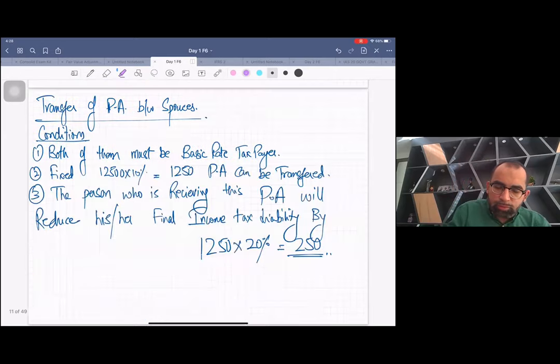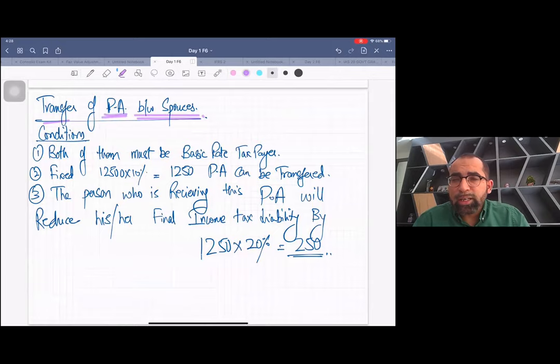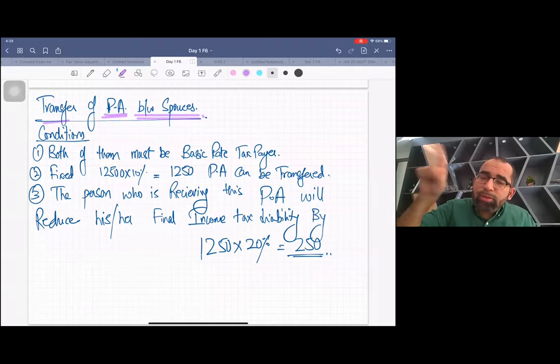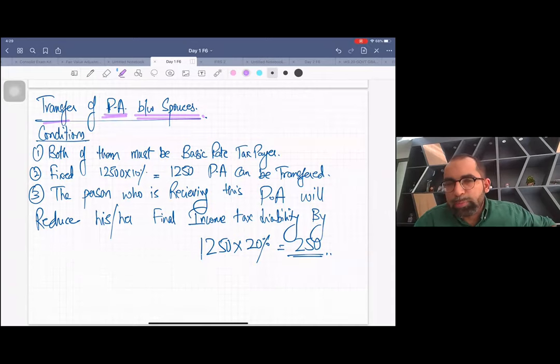One more thing, there is a topic which we call transfer of personal allowance between spouses, meaning married couples and civil partners. For example, Mr. A and Mrs. A. Let us say Mrs. A has a total income of only 6,000 or 5,000. That means Mrs. A's total income is less than 12,500, so definitely Mrs. A has some unused personal allowance. So yes, Mrs. A can transfer the unused personal allowance to her husband, Mr. A. Okay. Now, what are the conditions for this transfer? Open your eyes and be careful.